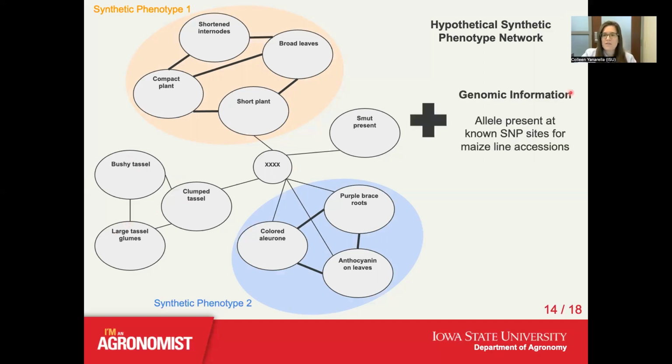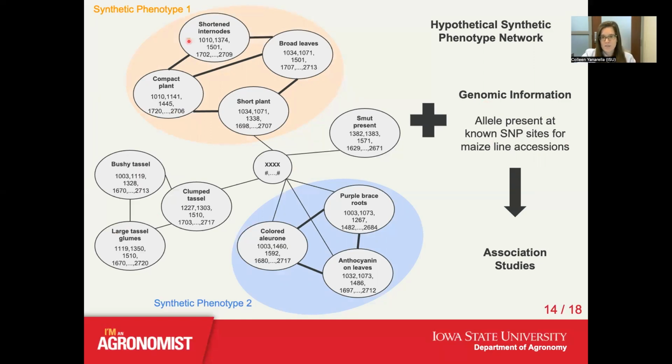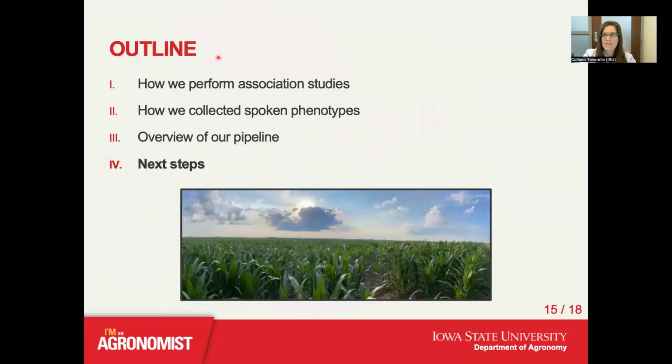We'll pair these synthetic phenotypes with the genomic information that we have available, so these are SNPs for the Wisconsin Diversity Panel, and I'll discuss this more in the next steps, to perform association studies. A set of metadata that we have relating to these descriptions in the nodes are the rows which these descriptions came from. And we know the genotypes for each of these row numbers. Next steps.